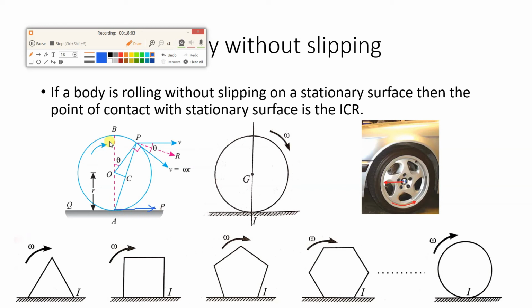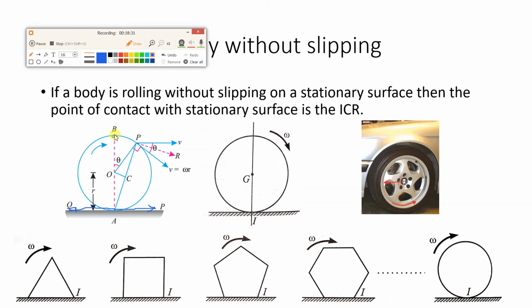Okay, and it is rotating in this clockwise direction. So this tangential velocity will be towards left. These two velocities are equal in magnitude, opposite in direction and collinear, so both will cancel each other, and the velocity at this instant, at point A, will be 0.